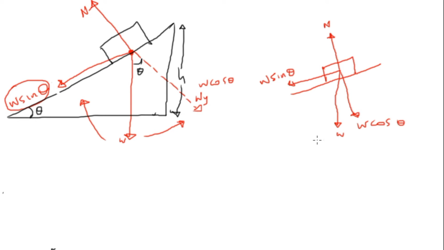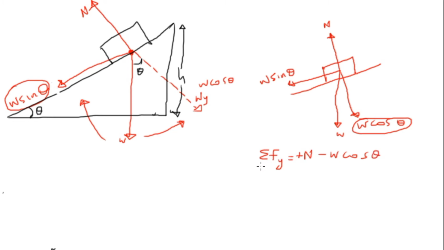Now let's find the summation of the forces to see why the object slides down the inclined plane. Now the summation of the forces on the y-axis. Notice that according to Newton's first law of motion, unbalanced force causes motion. So on the y-axis we have the normal force on the positive y-axis, then the component of the weight on the negative y-axis.